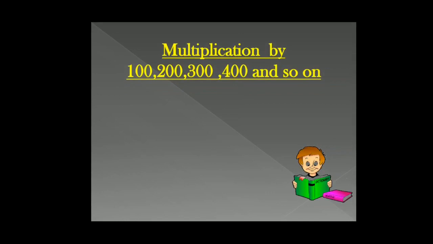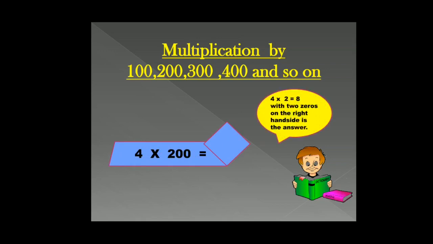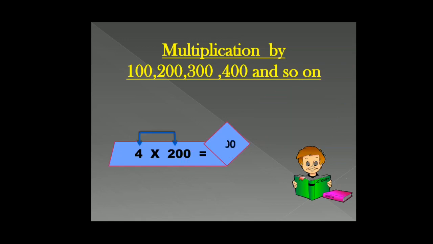Now we'll be doing multiplication by 100, 200, 300, 400, and so on. So here we are with the question. So what we are supposed to do is we'll be multiplying only the numbers. We will not see the zeros. Suppose it is 4 into 2 is 8. And you can see in 200 there are 2 zeros. So we'll be writing 2 zeros on the right hand side. So the answer is 4 into 2, that is 8, with 2 zeros, that is 800. So here we are with this.